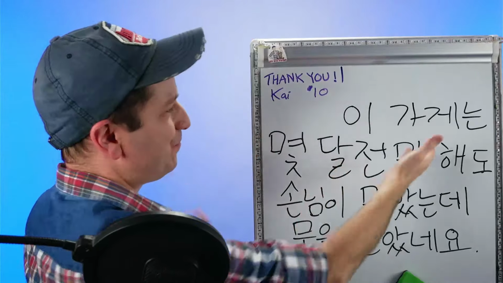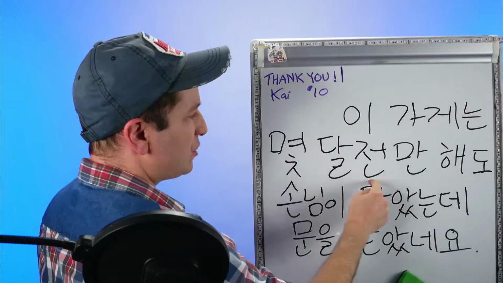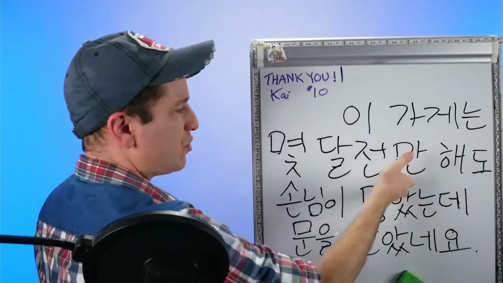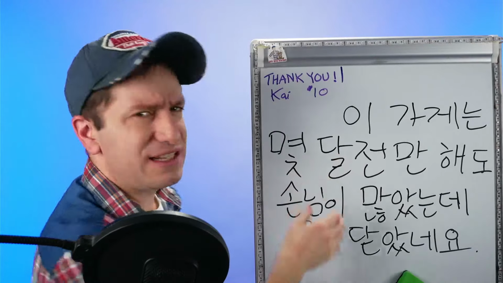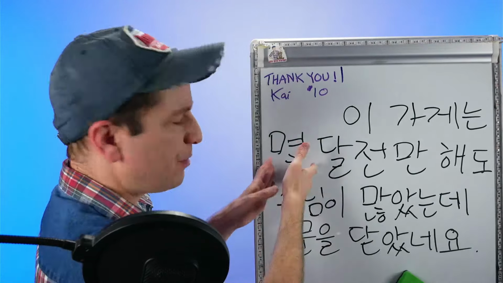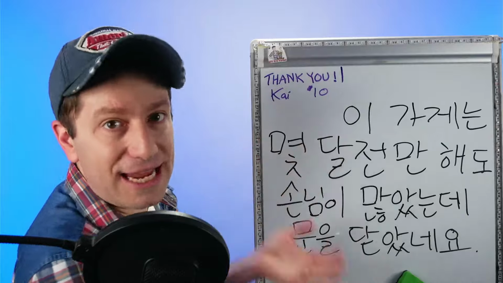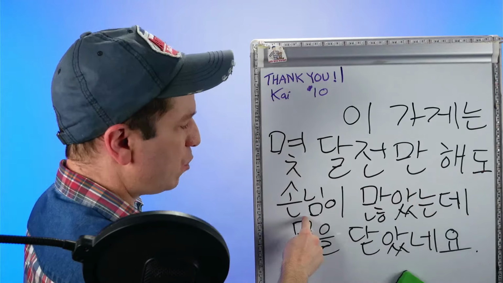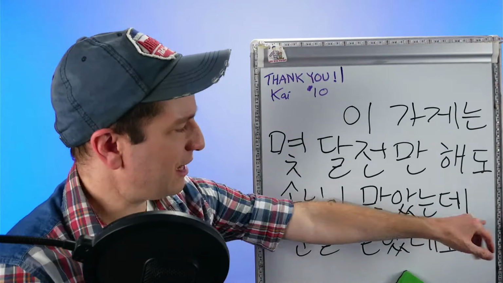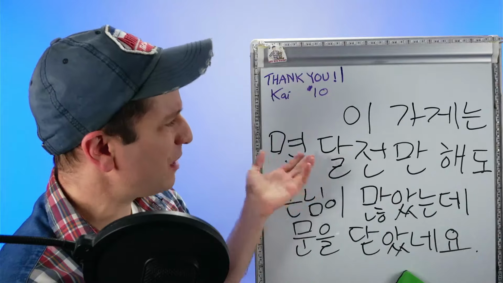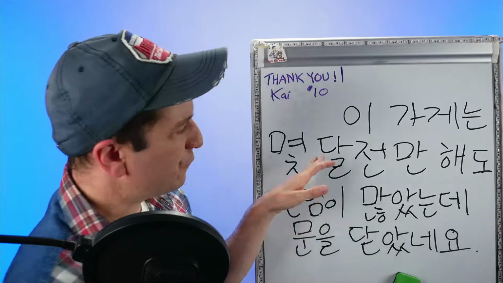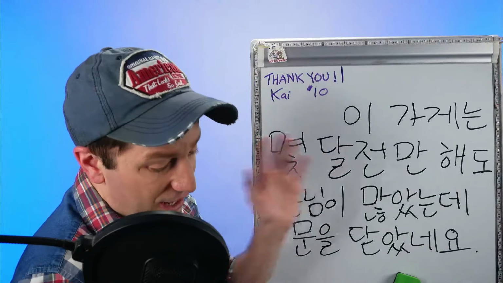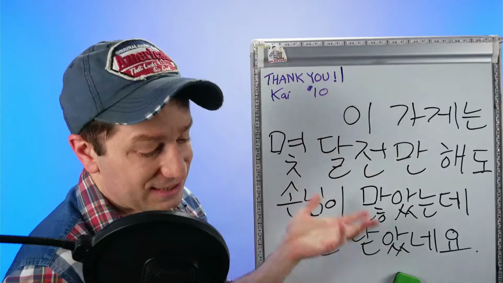이 가게는, so this store, 몇 달 전만 해도. So just 몇 달, a few months. Note that 몇 means how many in a question, but it means a few or some in a statement. So even a few months ago, 손님 is a customer, 많았는데, so they had a lot of customers up until a few months ago. 문을 닫았네요. They closed shop. Just a few months ago, there were a lot of customers at the store, but they closed.